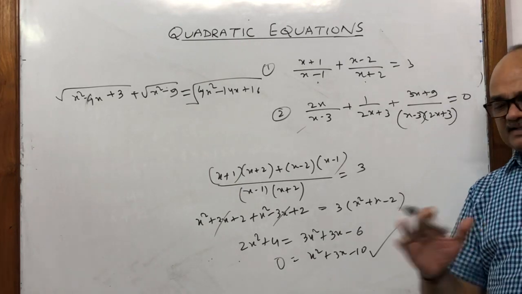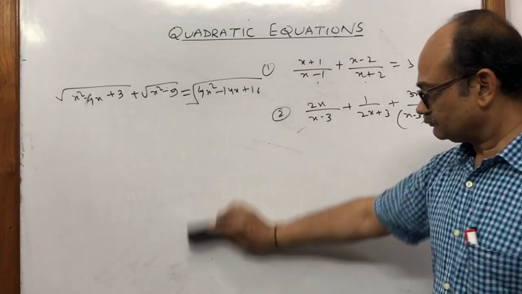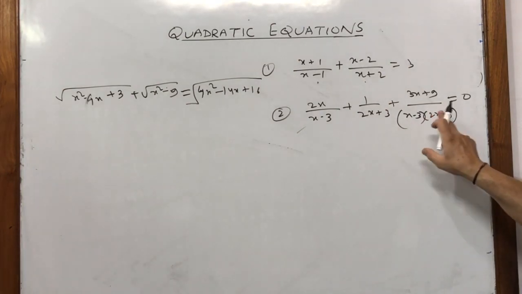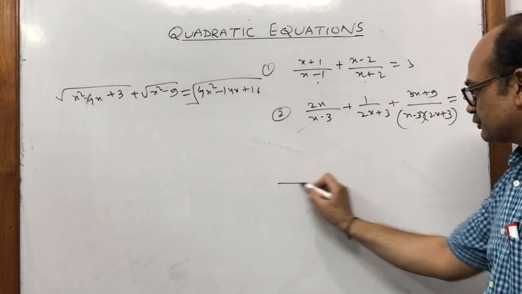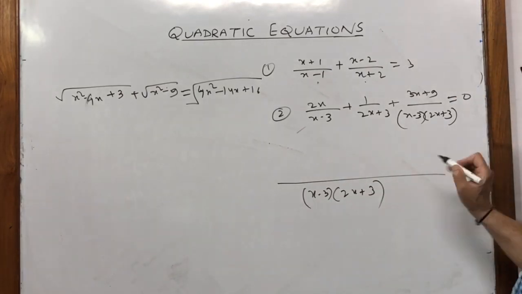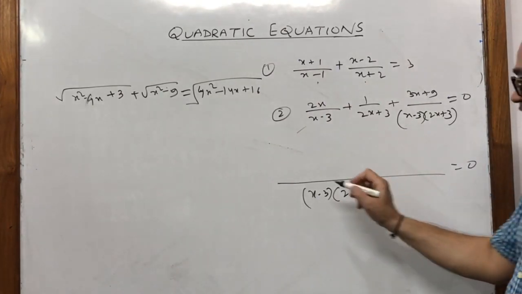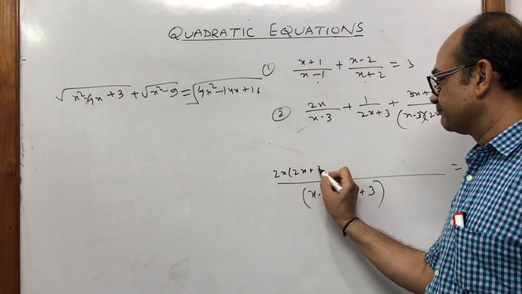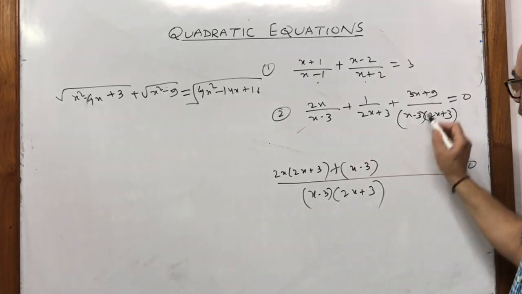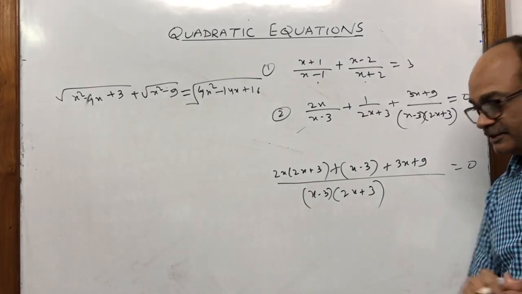Simple. Your algebra portion should be very good. Second part. This one, again you have to take LCM. See, x minus 3 and 2x plus 3, so the LCM is (x minus 3) into (2x plus 3). And this side is nothing, 0. Now you know how to take LCM. This divide by this: 2x into (2x plus 3). Then 2x plus 3 divided by x minus 3 gives this, and the next term gives 3x plus 9. Easy. Now cross multiply.